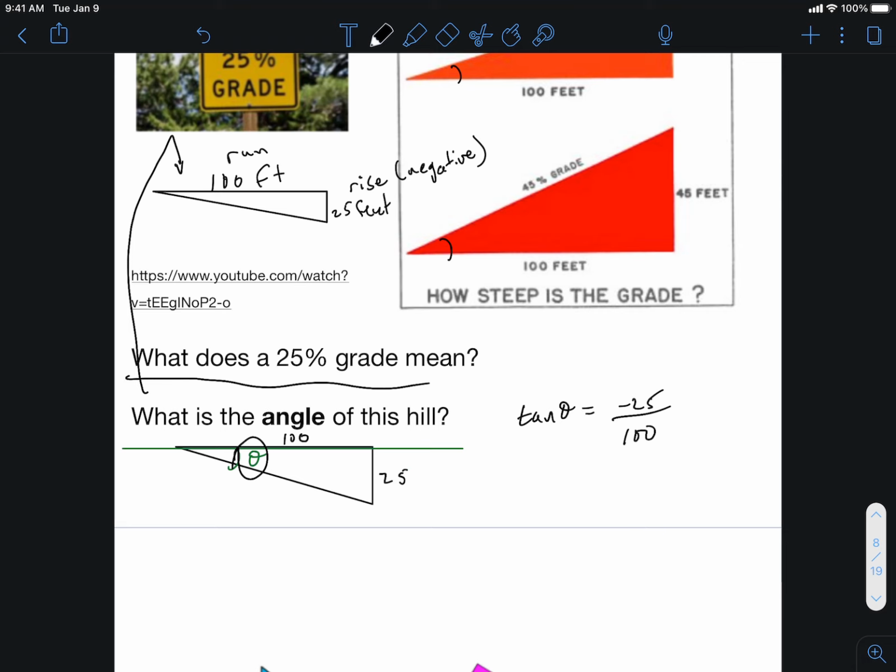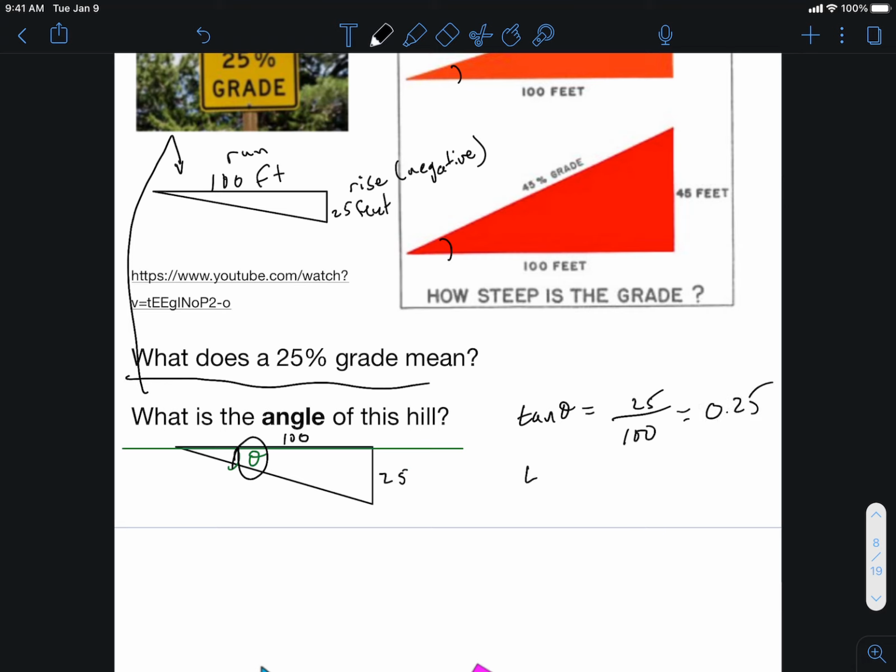So I'm going to get rid of the negative, okay? We don't need to worry about the negatives. Trig is kind of magical that way. It takes care of the negatives for reasons you don't necessarily need to know. You're just trying to solve. You don't need to worry about the negatives. Okay, 25 divided by 100 is 0.25.